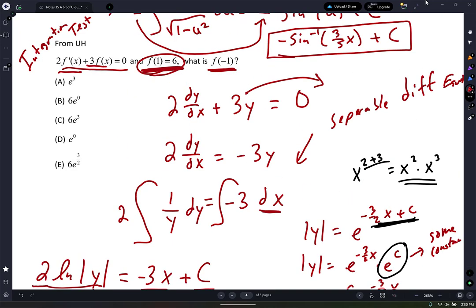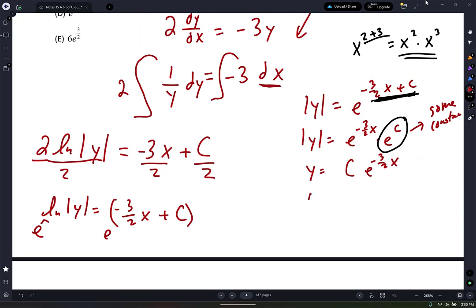All right. When x is 1, my y value is 6. So I come back and I write 6 equals c e to the negative 3/2 times 1. So I divide both sides. So my c is equal to 6 divided by e to the negative 3/2, which comes up 6 e to the 3/2. Are we still okay? Yes.